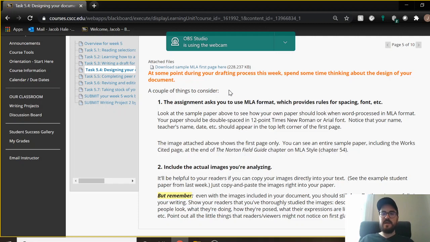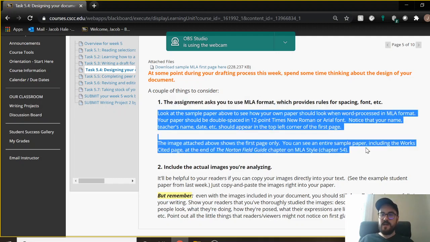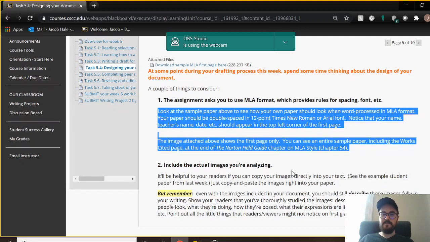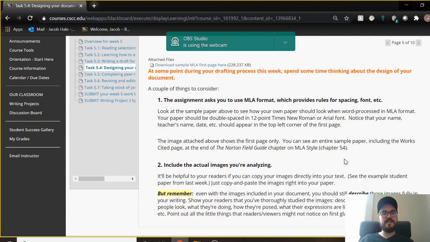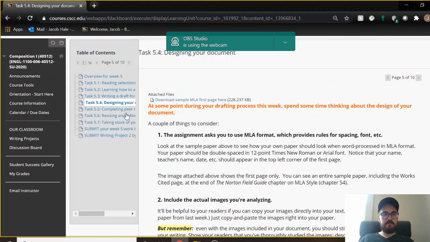5.4 is just asking you to think about how you're going to be designing your document, which again is thinking a little bit about MLA format, and you can read some things here about that. And then also talking a little bit about including your images in the text.